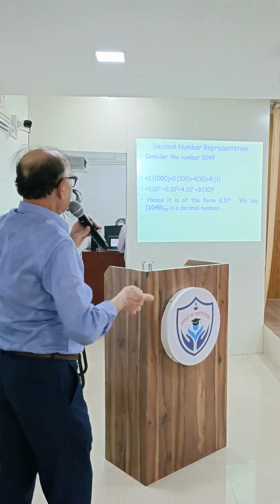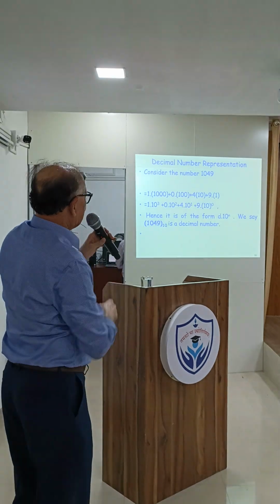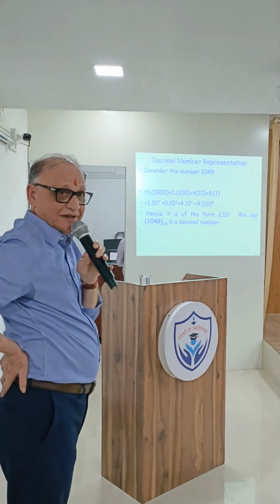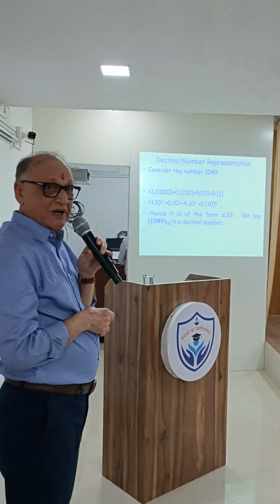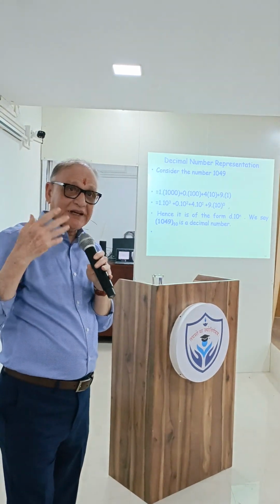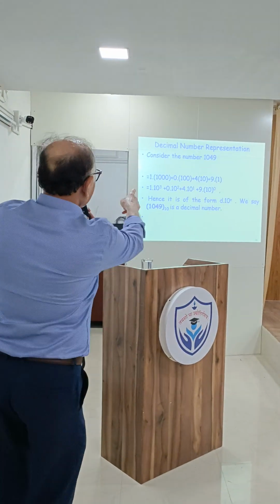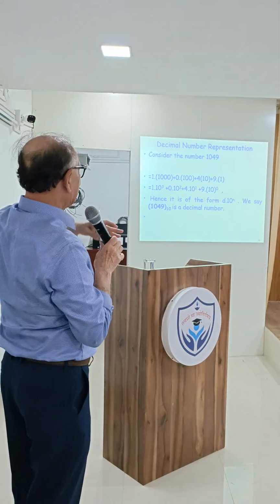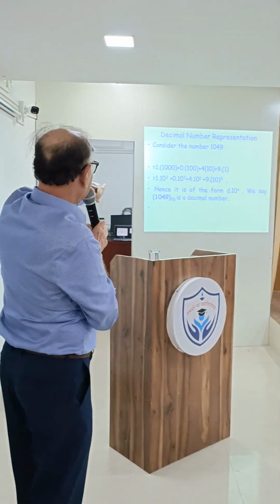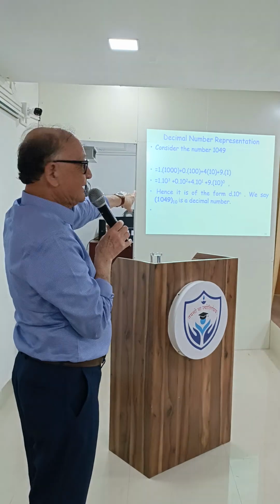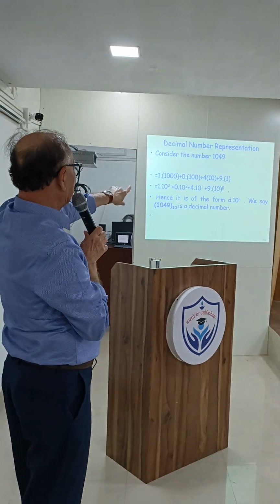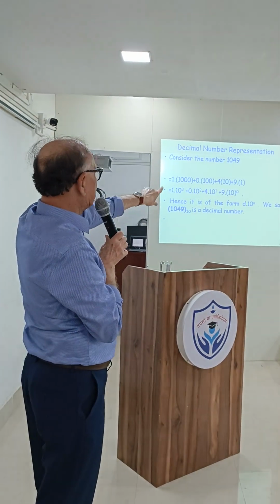Is it not a decimal number? This is a decimal number. How do you convert this? 1 into 1000, right? Then 0 into 100. So 0 multiplied by anything is 0. Then 4 into 10. Then you get 9 into 1. Look at it: 1 into 10 to the power 3. Then 0 into 10 to the power 2. 4 into 10 to the power 1. 9 into 10 to the power 0.